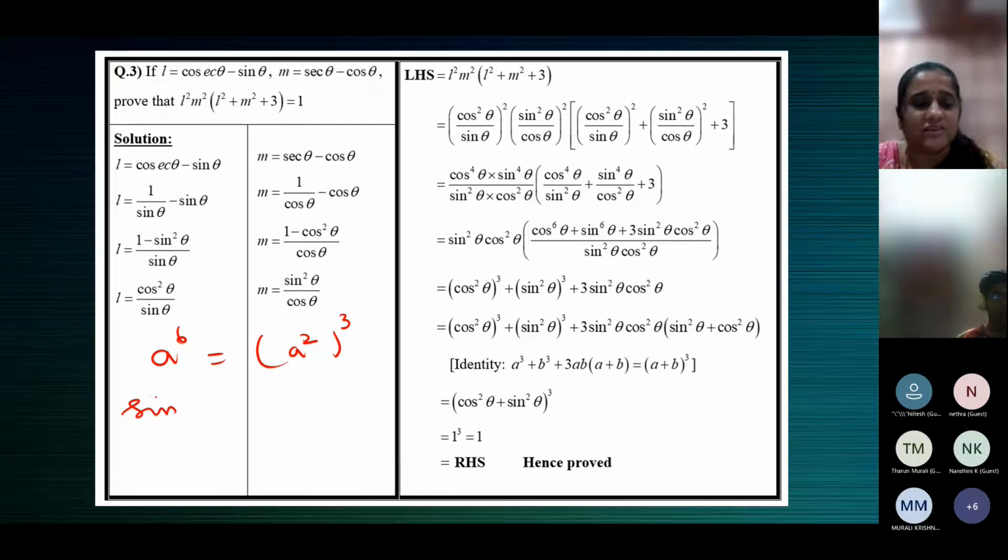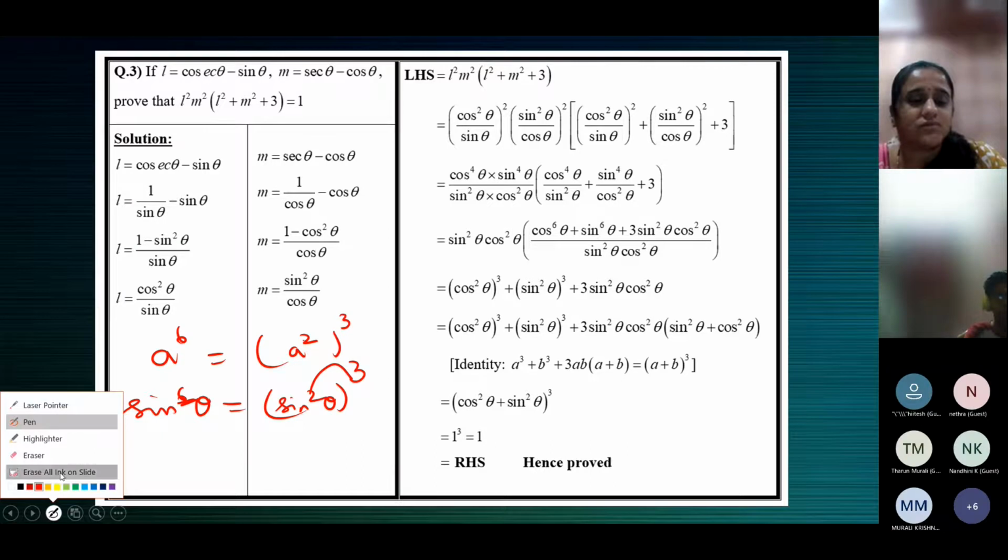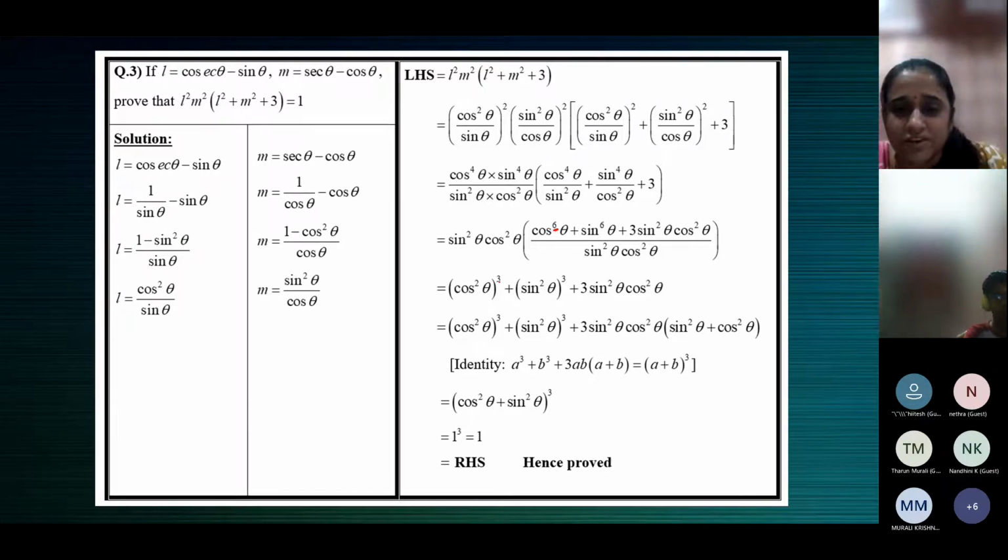Similarly, we have sine theta to the power 6, and you want to write it as something the whole cubed. That means you should write sine square theta here. Then only 2 3s are 6. The power is 6, put a 3 outside, so you take a 2 inside. The power is 6 for cos theta too. You're taking 3 outside, so it will be cos square theta inside. Similarly, sine theta to the power 6 becomes sine square theta inside the bracket, whole power 3. And write this 3 sine square theta cos square theta as it is.